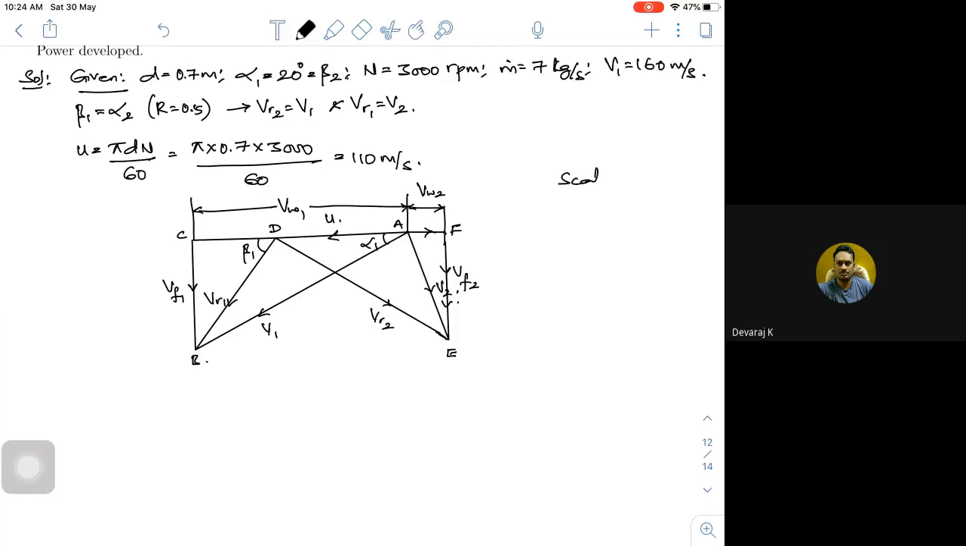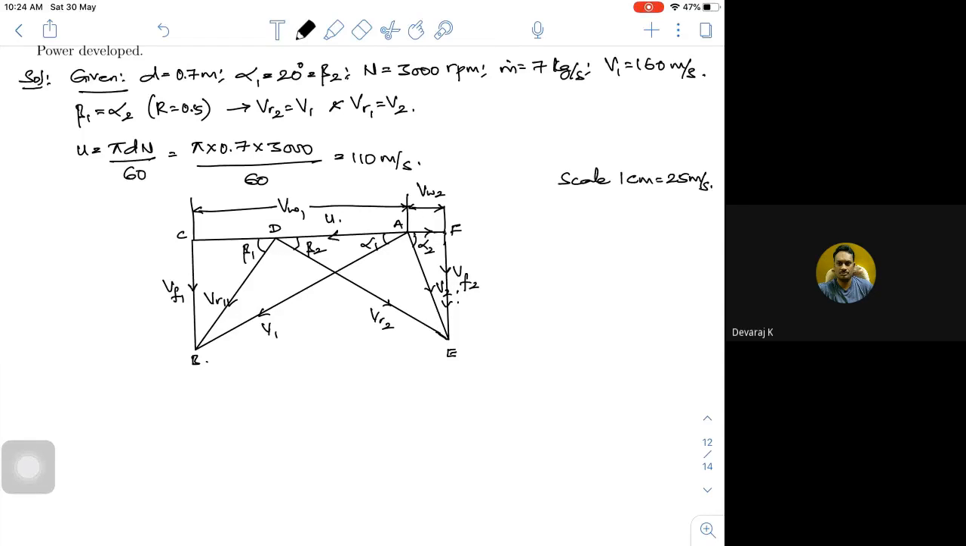I can draw to the scale, either like something like 1 centimeter is equal to 25 meters per second, and you can find all the things graphically.